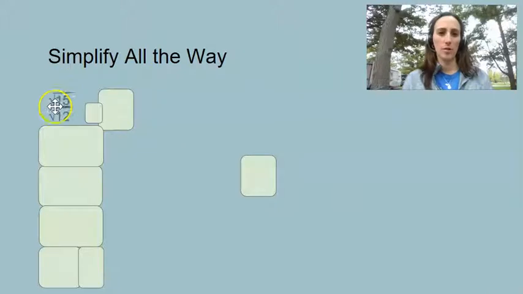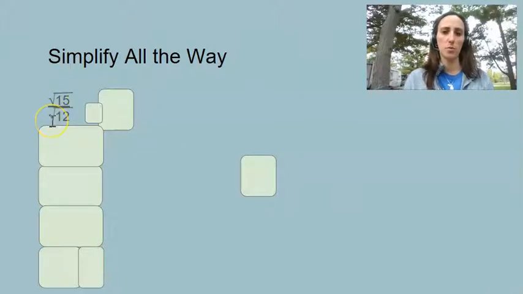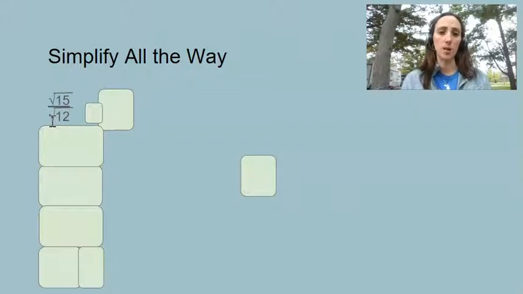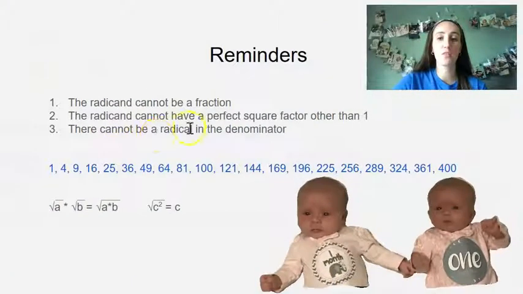Simplify all the way. Square root 15 over square root 12. To solve this problem, to simplify, we want to figure out what simplifying rules we have to keep in mind. Here are Brooke and Sophia's most recent reminders.